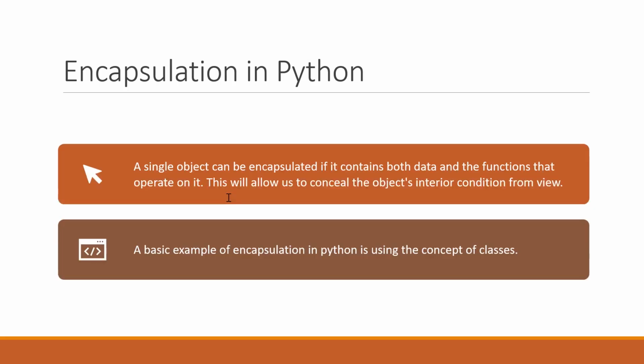For the current instance, let's move forward and discuss encapsulation. So, encapsulation is one of the four main concepts related to object-oriented programming. A single object can be encapsulated if it contains both data and the functions that operate on it. This will allow us to conceal the object's interior condition from view. A basic example of encapsulation in Python is by using the concept of classes.